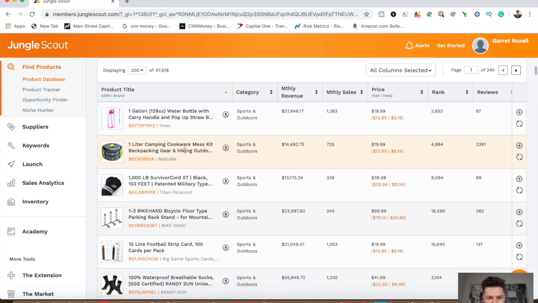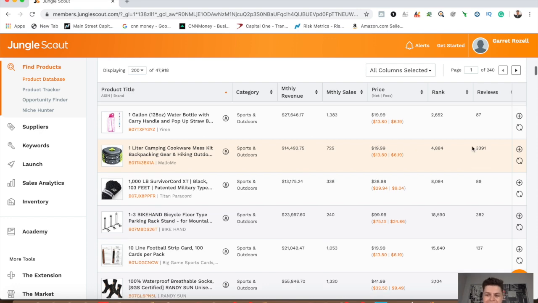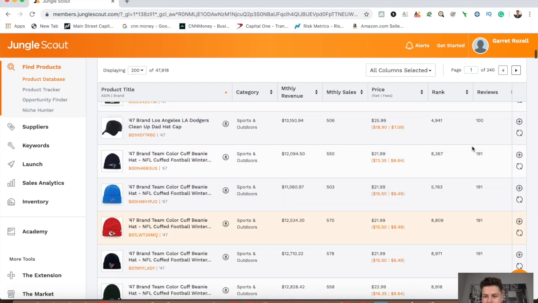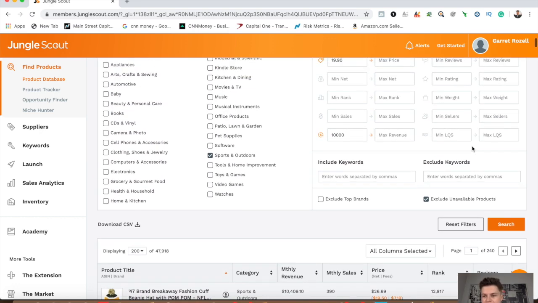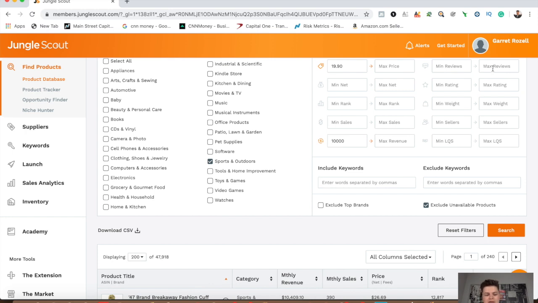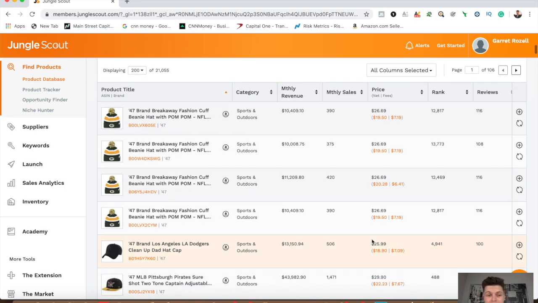Okay, we have some type of camping cookware kit. It's doing $14,000. The reviews are 3,391. Let's also put in a filter for reviews, just so we're not finding crazy competitive products. Max amount of reviews, let's do 150. Because obviously if someone's selling a product extremely well with 150 reviews or less, that is also a product that we can look at being successful at.